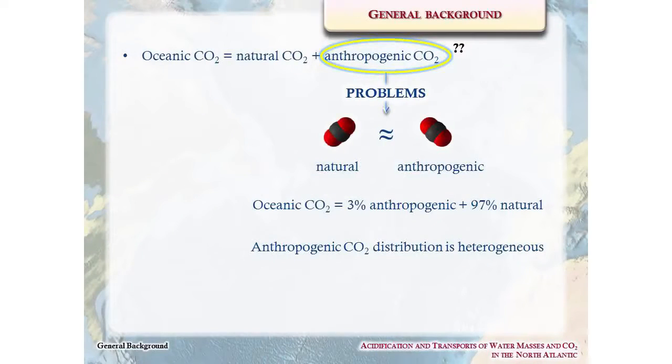But this is a difficult task for a variety of reasons. First, anthropogenic CO2 cannot be distinguished from natural CO2, and it has to be inferred from indirect means. Second, the anthropogenic perturbation represents only about 3% of the total dissolved inorganic carbon in the ocean. And finally, the anthropogenic CO2 presents a distribution that is rather heterogeneous in the ocean. Therefore, several methodologies have been developed to estimate the anthropogenic concentration in the ocean.